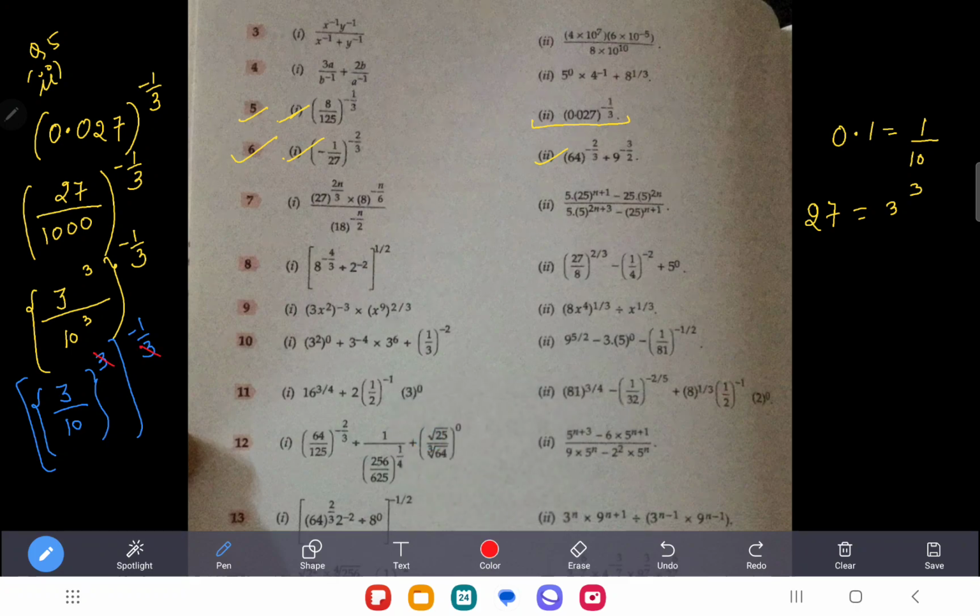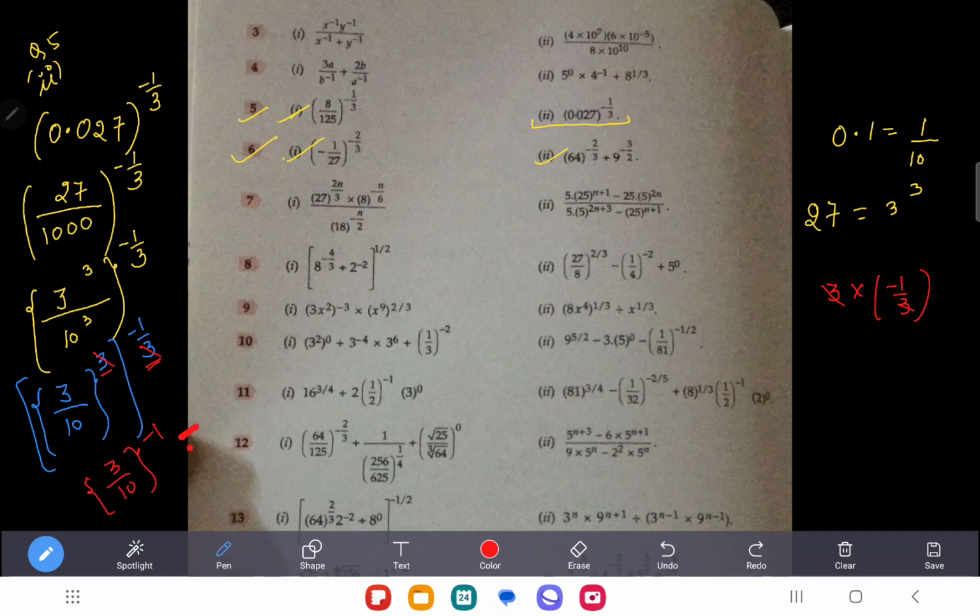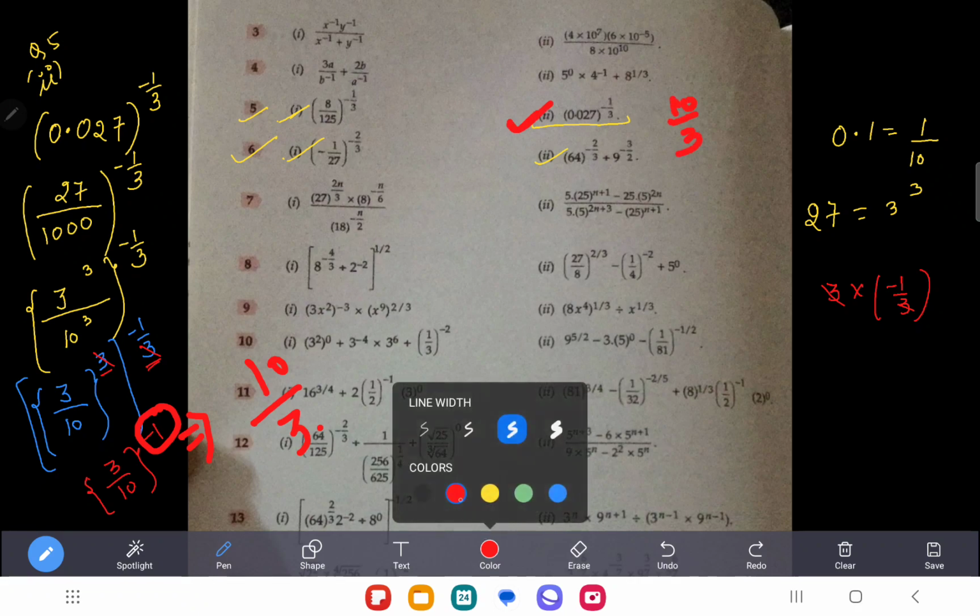So 3 cancels 3, because power raised to another power gets multiplied. So that will be 3 times -1 over 3. So 3 cancels 3. So am I not left with 3 over 10 raised to power minus 1? And what would be that for you? You have to reverse the exponent, you switch it: 10 over 3, correct? So your answer here comes out to be 10 over 3 for the fifth question, second part.